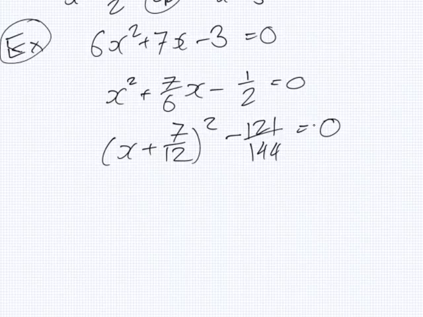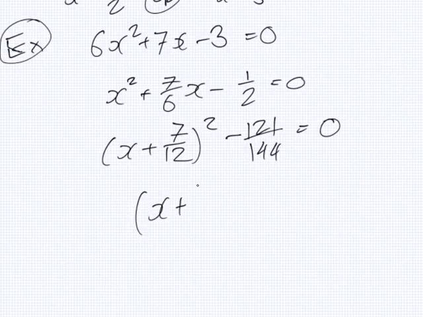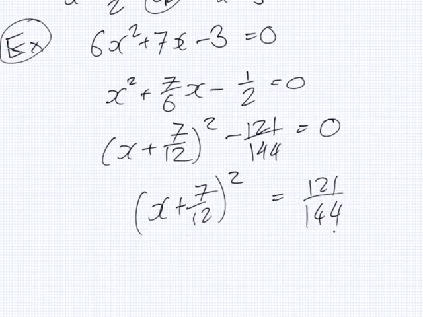Move that to the other side and then square root it. Move it to the other side and square root. x plus 7 over 12 squared equals 121 over 144. That's 11 over 12. Well then the next step is to square root.